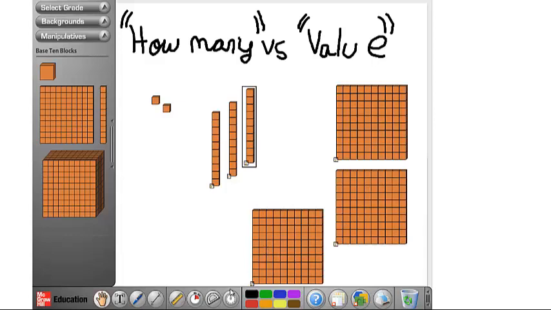Okay, if this makes sense, let's move on to the second part. If you're still a little bit confused, rewind the video, watch it again, you will get it.